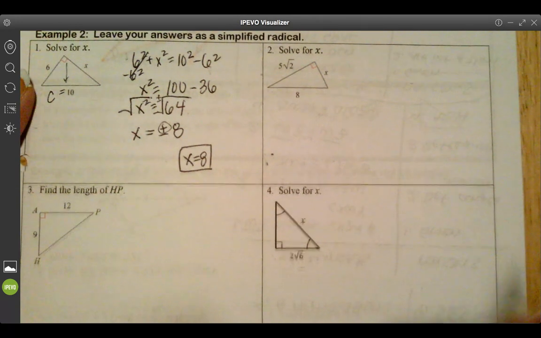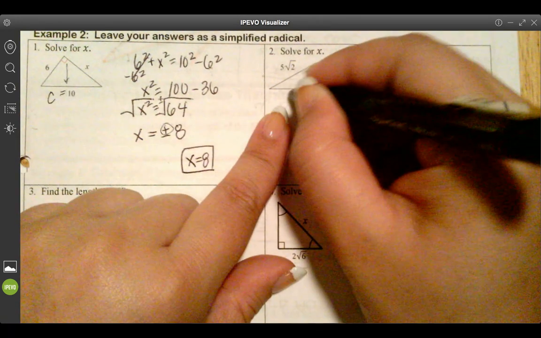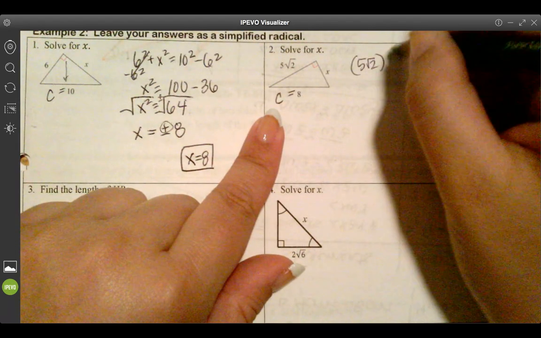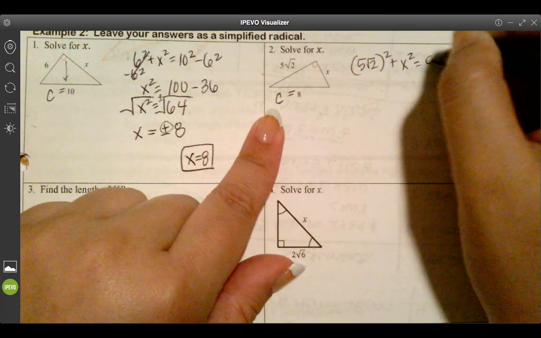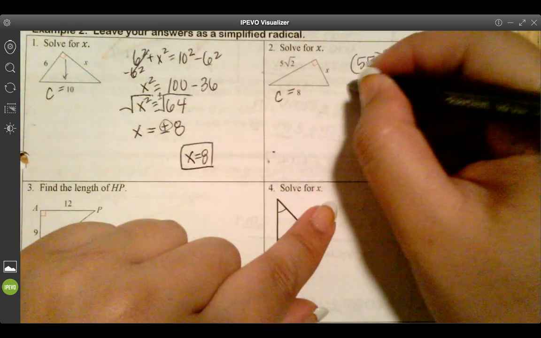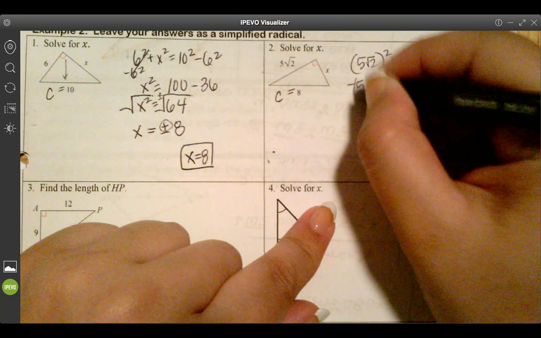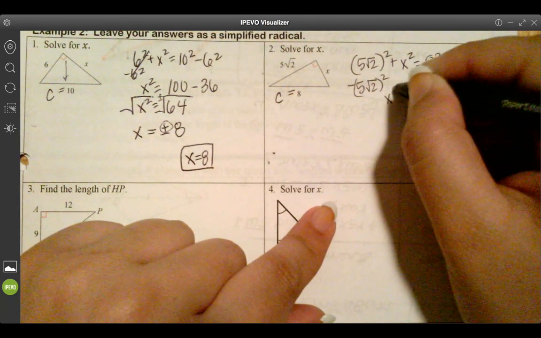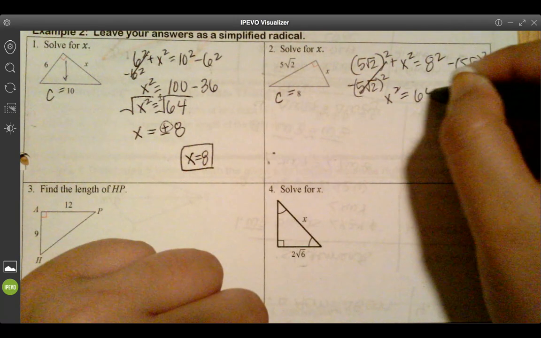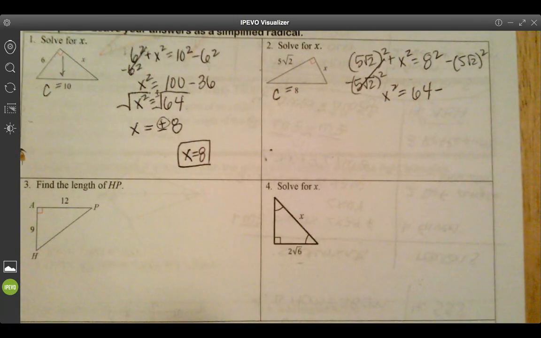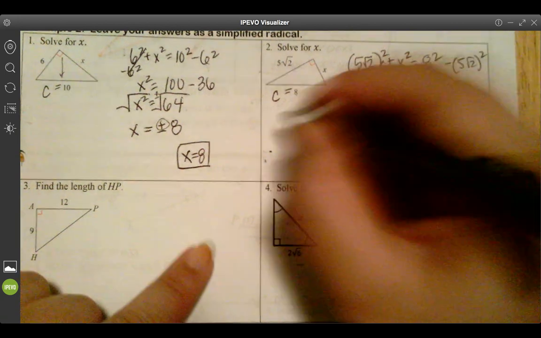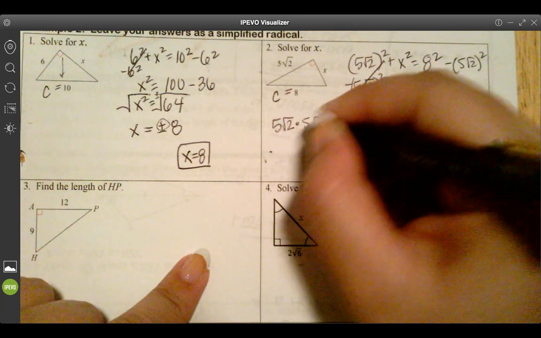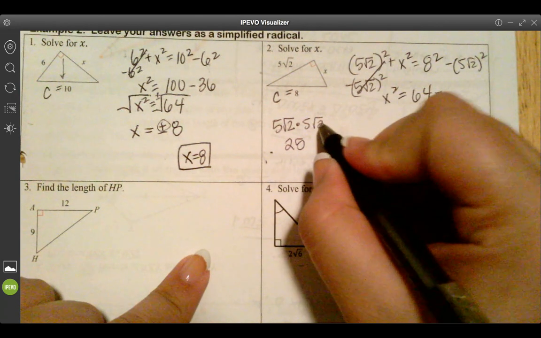So for number 2, here we're solving for x. First step, find the hypotenuse. So (5 times the square root of 2) squared plus x squared equals 8 squared. Simplifying, I'm going to subtract (5 times the square root of 2) squared from both sides. So x squared equals 8 squared, which is 64, minus... how do I compute 5 times the square root of 2, squared? Well, when I square something, I'm multiplying it by itself. So 5 times 5 is 25. Square root of 2 times the square root of 2 is 2.